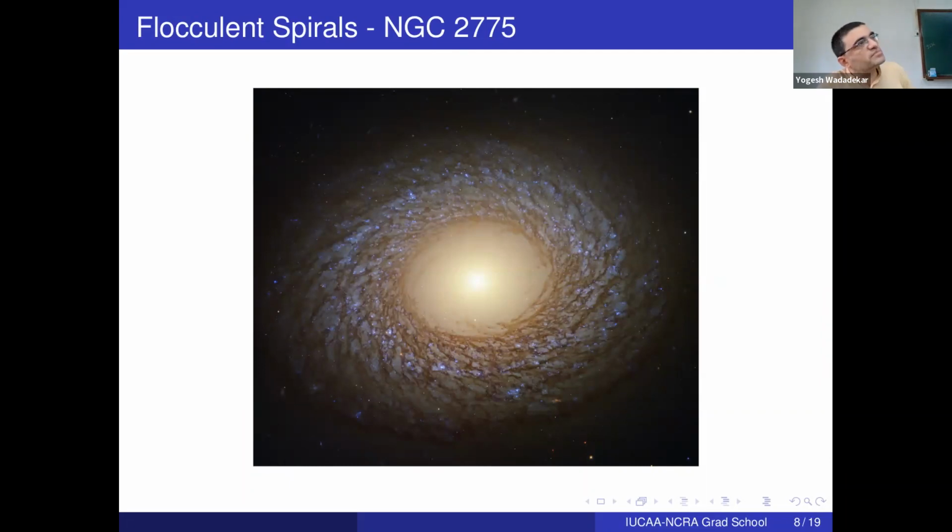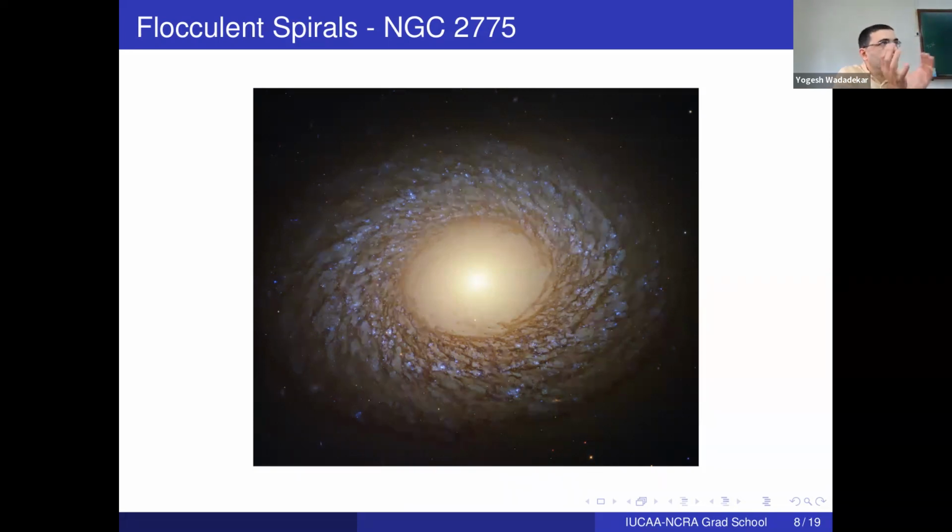A flocculent spiral is hard to place on the Hubble tuning fork, but you can check how tight. So there is no well-defined spiral arm, but still there is a kind of structure. There's a pattern to it. You can't call it an arm, but it's not completely randomly distributed patches.